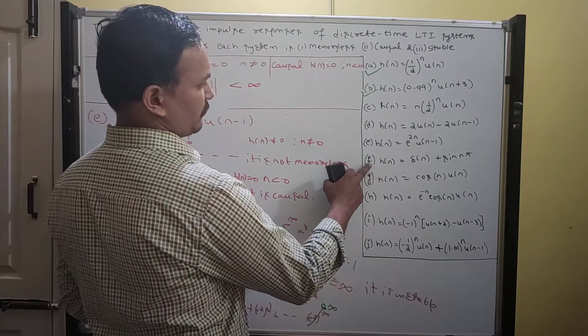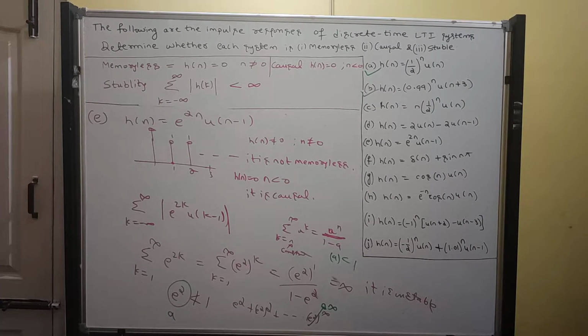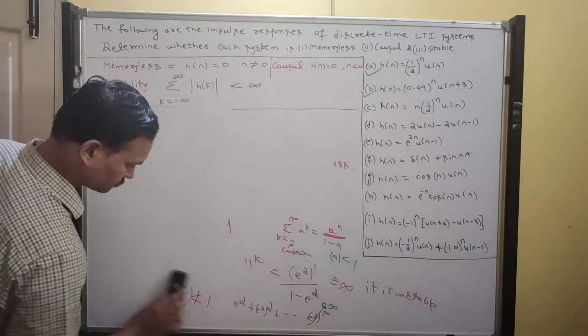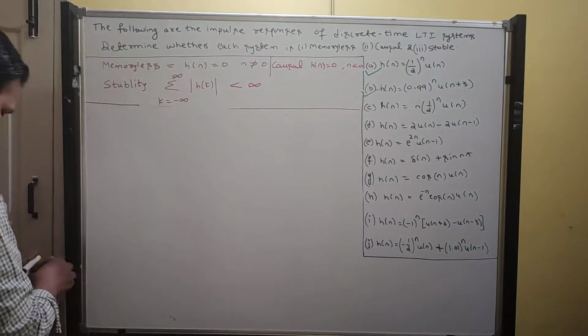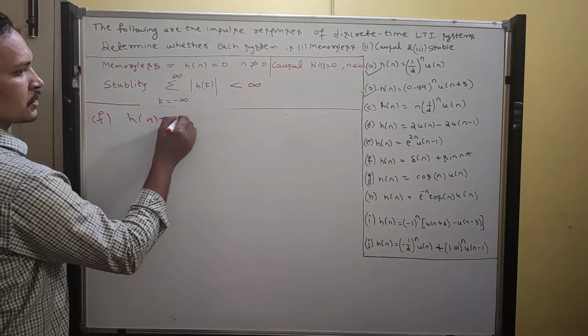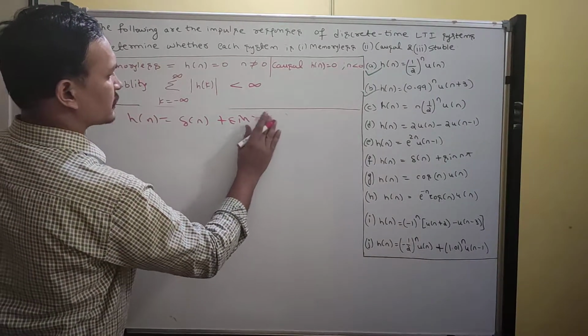Next to this, question F. Please copy down question number F. Question F: h of n is equal to del of n plus sine n pi.